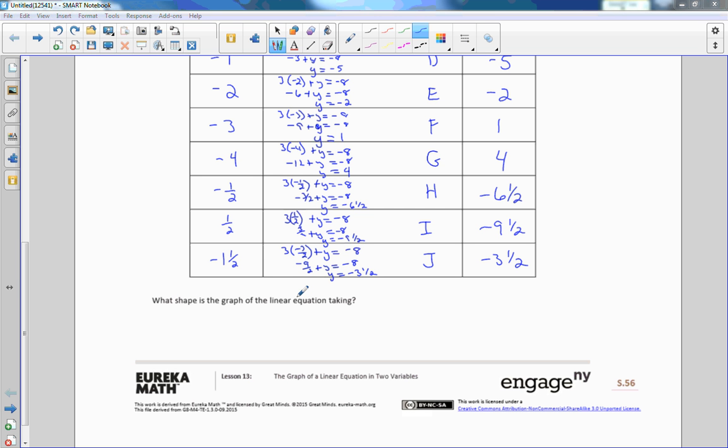So now it says, what shape is the graph of the linear equation taking? Well, it's taking the shape of a line. It is taking the shape of a line.